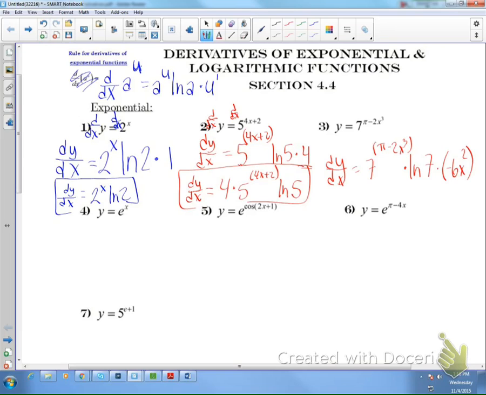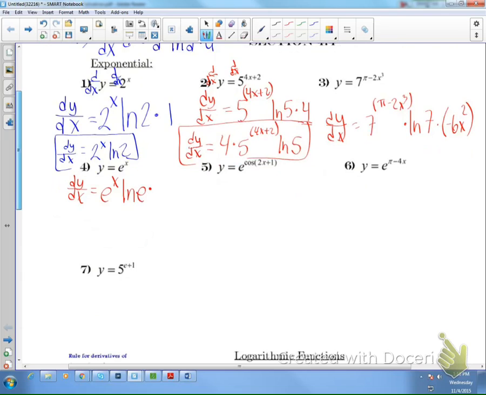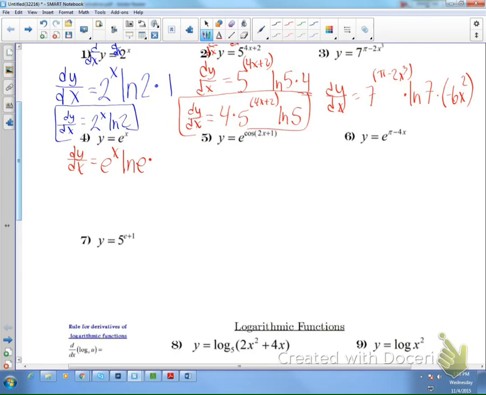Okay, this one's a good one. So dy/dx on number 4 equals the original times natural log of the base times the derivative of x. What's the derivative of x? 1. What is natural log e? It's also 1. So dy/dx equals e to the x times 1, which is just e to the x. Remember we did that with graphs. The derivative of e to the x is itself.